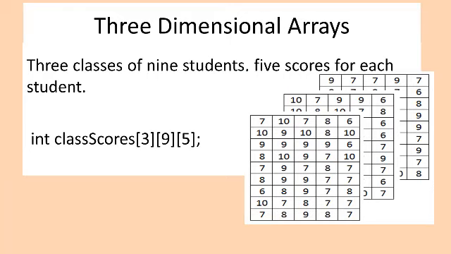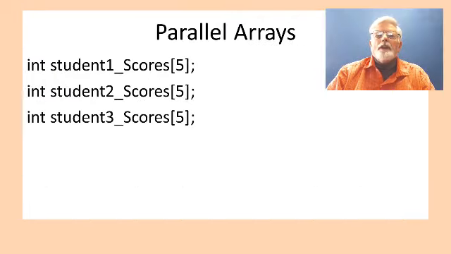Let's progress to defining a 3-dimensional array. I might want to do this if I had 3 classes and 9 students in each class with 5 scores for each student. We are again using separate sets of square brackets when defining the multi-dimensional array. Another alternative to multi-dimensional arrays would be parallel arrays. Here I am declaring a separate array for each student. Although it is not too bad if there are only a few parallel arrays, it gets really messy as the number of parallel arrays grows.